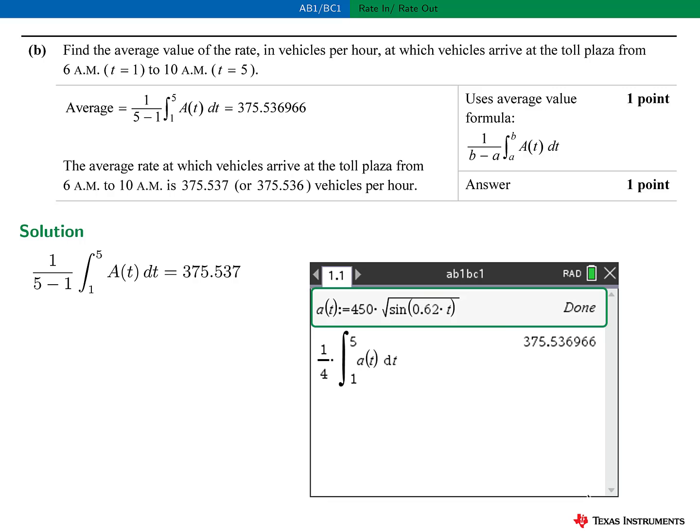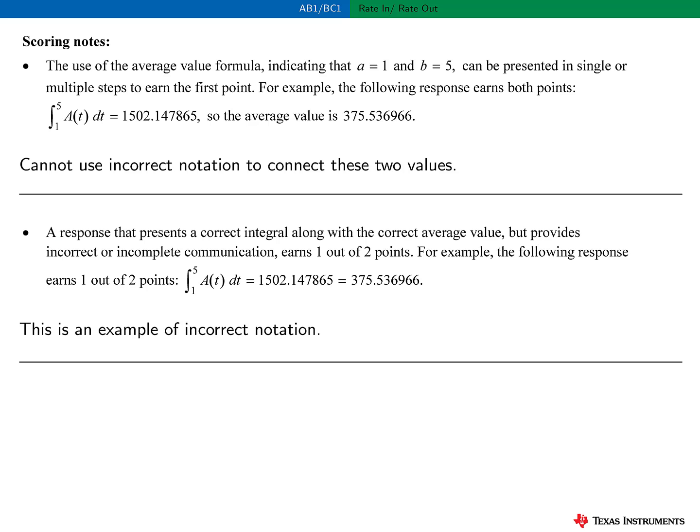I will be using the TI-Nspire CAS calculator. I first defined the function A, and then I simply evaluated the expression. The average value is 375.536 truncated, or 375.537 rounded. Here are the scoring notes associated with Part B.